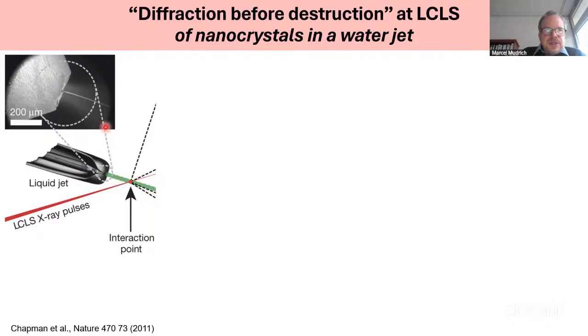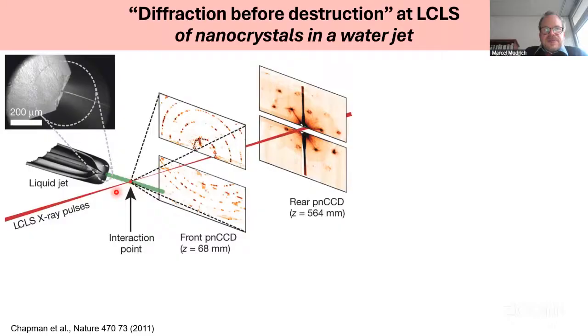And this can be done. You can actually produce a jet. This is called the liquid microjet technique. So you can produce a jet of a liquid that is ejected into the vacuum to then interact with an X-ray pulse or X-ray beam, and then measure the diffracted radiation. The most versatile approach is to use two detectors, one placed closer to the target, so that we can detect the wide angle scattering.